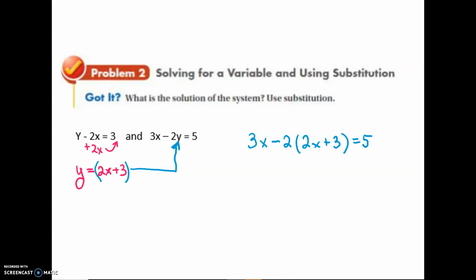Now at this point, you're able to solve this equation because we only have our x variable. So go ahead and do that, and then we will take that answer and we'll have to plug it in to our equation here where we solve for y and get our ordered pair. So let's press pause here. Go ahead and solve that, and then we can come back and you can check your answer.